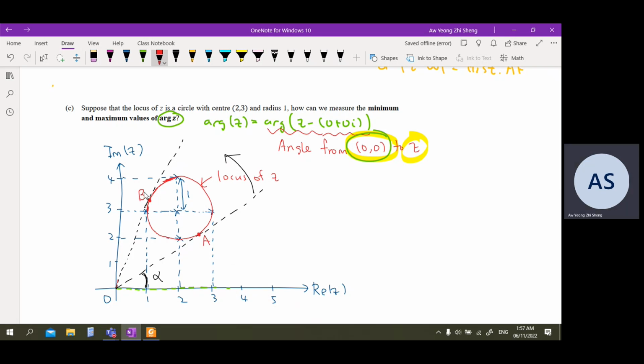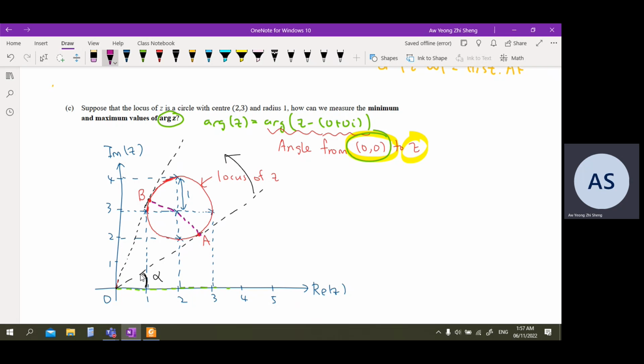Here, A and B are just two possible positions of z that will give you respectively the smallest and the largest possible angle. Right, so how can we calculate those angles then? You will need to complete your right angle triangle.